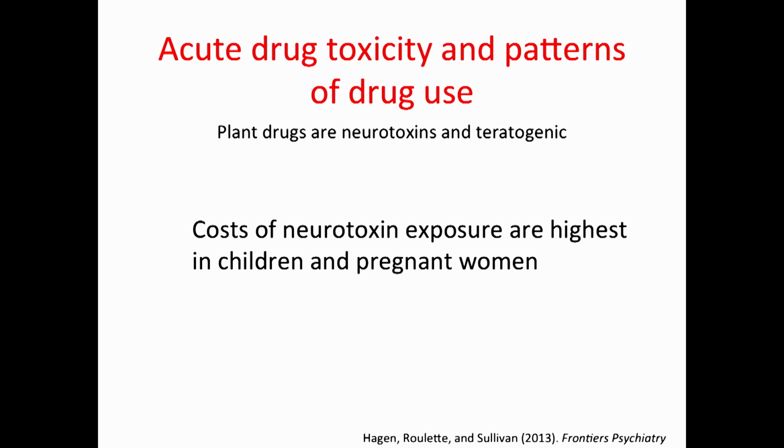So remember, plant drugs are neurotoxins, and they're what we call teratogenic. They disrupt fetal development. They disrupt all those phases of cortex development. So the cost, what I mean by cost is fitness costs, costs for survival and reproduction, are going to be greatest for children and pregnant women. Children have a neocortex that's still developing. Pregnant women have children in their wombs who are still developing a neocortex. So exposing yourself as a child or exposing your fetus to these neurotoxins is very, very dangerous.